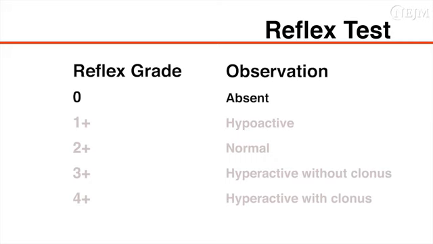A 0 indicates that the reflex is absent. 1+ indicates that the reflex is hypoactive. 2+ that the reflex is normal. 3+ that the reflex is hyperactive without clonus. And 4+ that the reflex is hyperactive with clonus. When clonus is present, document the number of beats of clonus. Clonus that continues indefinitely is termed sustained clonus.